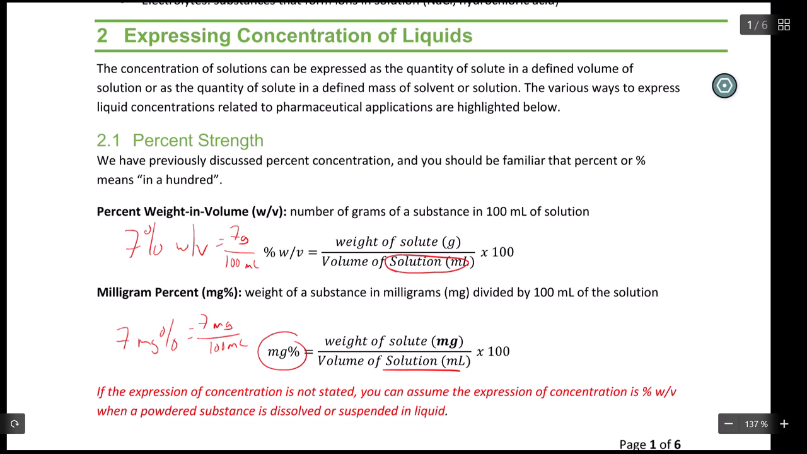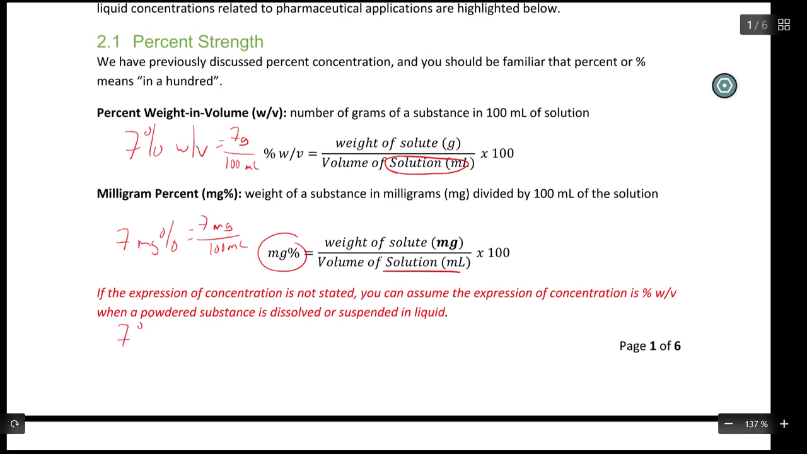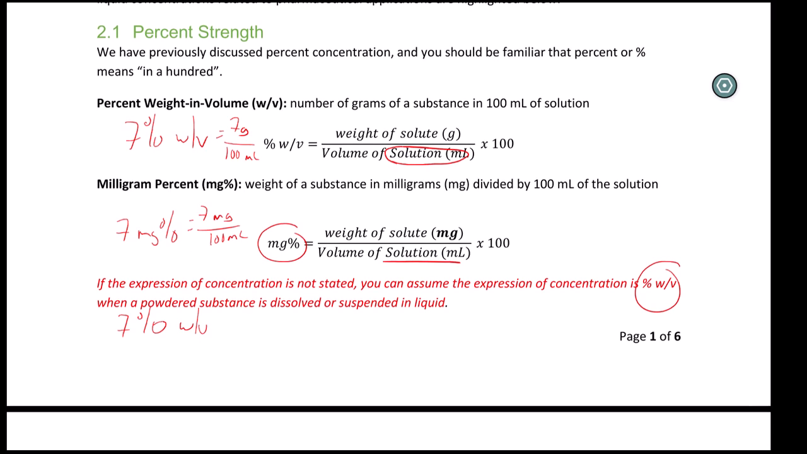If something just says 7%, and you know that it's a powder, so if I have a 7% sucrose solution, which is sugar and water, you know that sugar would be a material you'd weigh, and it would be going into a liquid. You can assume that without anything else, this would be weight and volume. So if it's not stated, you can assume if you know something is dissolved that it's weight and volume, and it's going to be grams per 100 mLs.